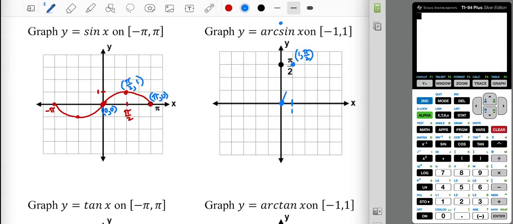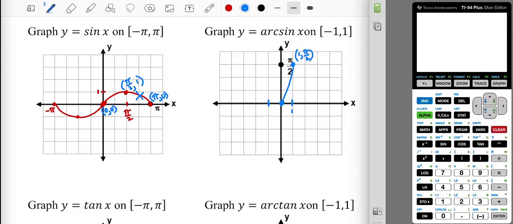We run into the same issue we had before, where it would loop back upon itself and fail the vertical line test. So we don't want to do that. All right, so we're going to exclude any value that exists beyond the pi over 2. But that requires us to go in the opposite direction to complete one full cycle.